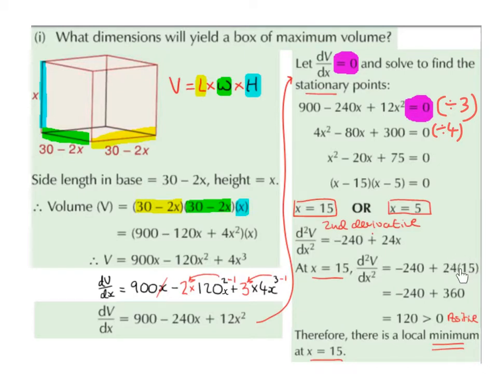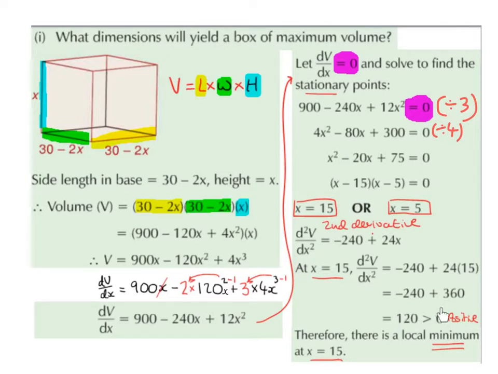24 times 15 is 360, and minus 240 plus 360 is 120. And 120 is greater than 0, it's positive. So we're not really interested in what number this works out to be, we're only interested in, is it positive or is it negative? So since we got a positive answer, our answer is greater than 0, we must have a local minimum at x is equal to 15.